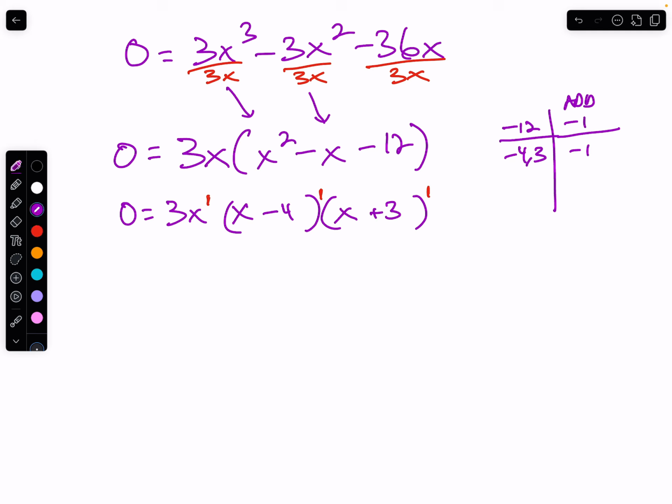So what x do I plug in to make this 0? That would be 0. What x do I plug in to make this 0? That would be 4. And what x do I plug in to make that 0? That would be negative 3. So we would have (0, 0), (4, 0), and (-3, 0). And I'm going to write it one time because they're all multiplicity of 1. So those are the x-intercepts.